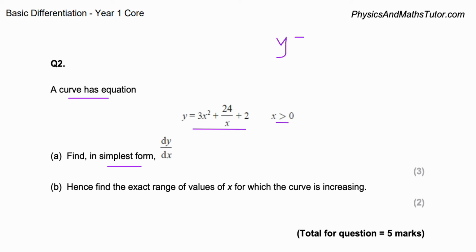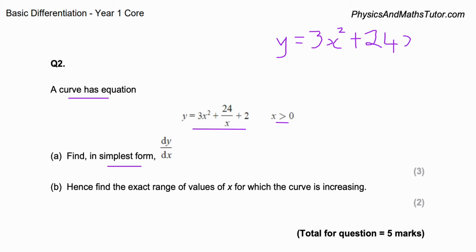So we'll have y is equal to 3x squared, so that stays the same. 24 over x can be written as 24x to the minus 1, making sure that you're happy with your negative indices. And then I've got the plus 2 there.